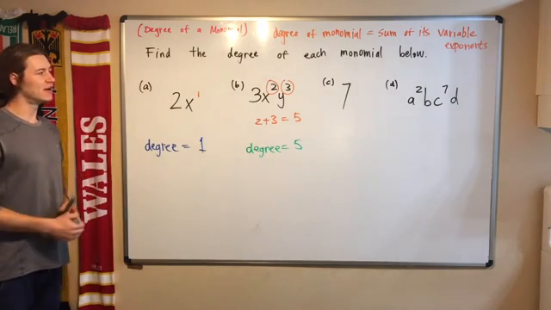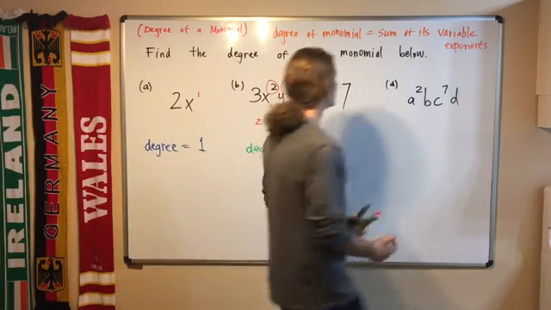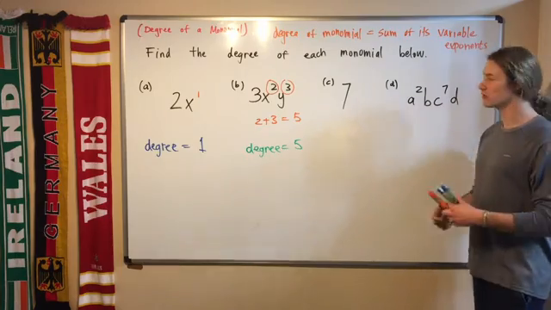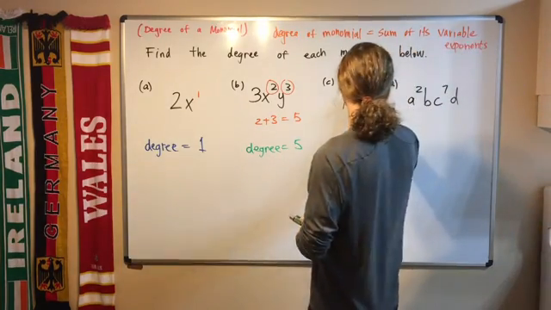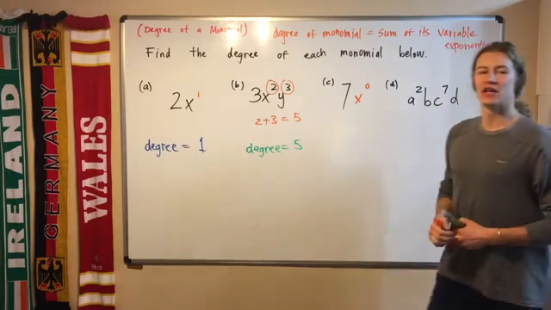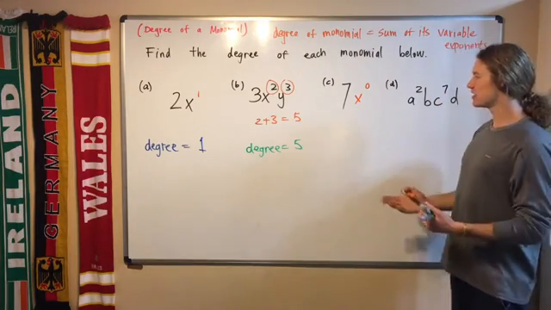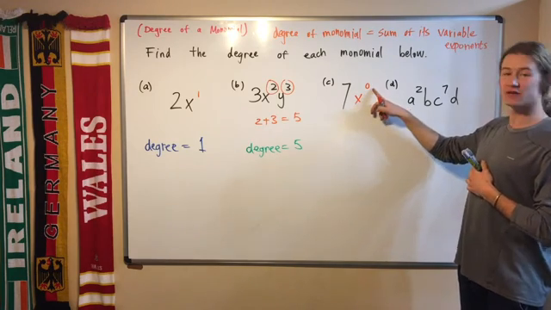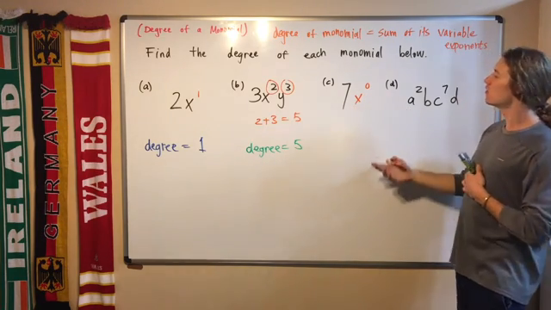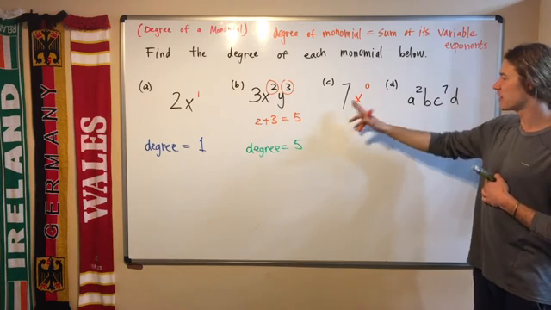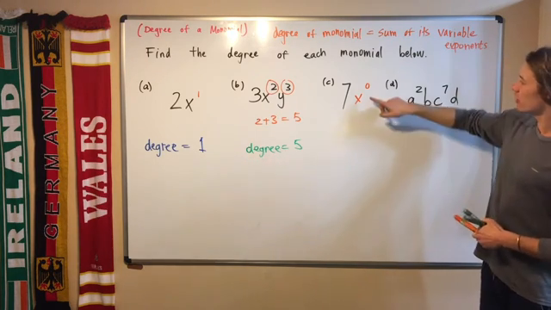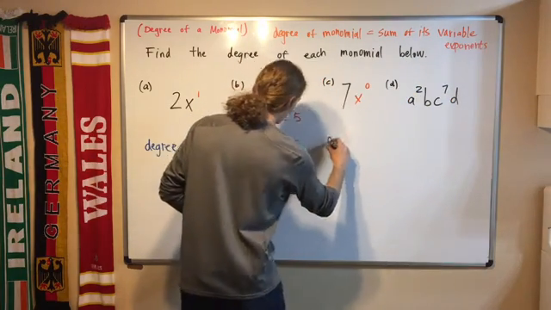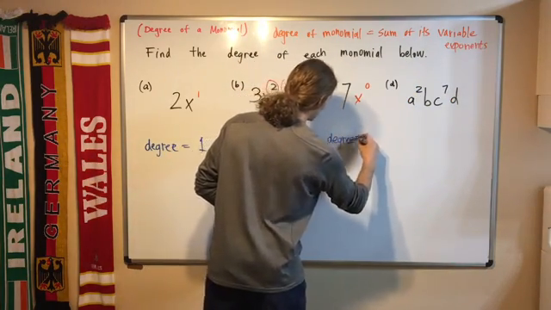Cool. Let's go to C now. C is just the number 7. So, is this even a monomial? Notice this is a monomial. This is like the monomial 7x to the 0 power. We know that any number we could say is like some variable to the 0 power because any number to the 0 power is just 1. So, what is the degree of this monomial, 7x to the 0 power? Well, notice our only variable exponent is 0. So the degree of our monomial is 0.